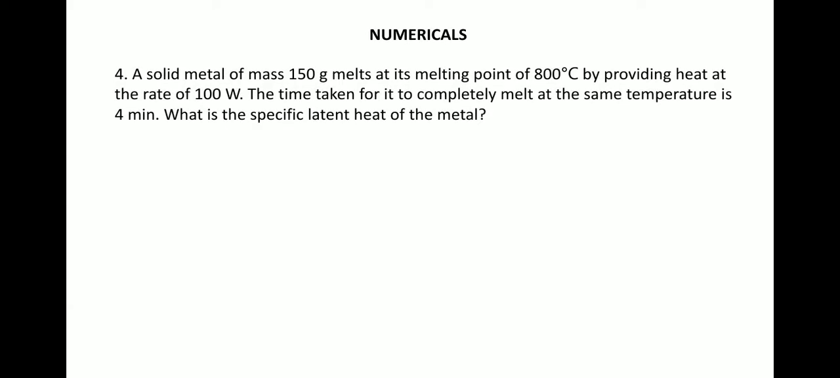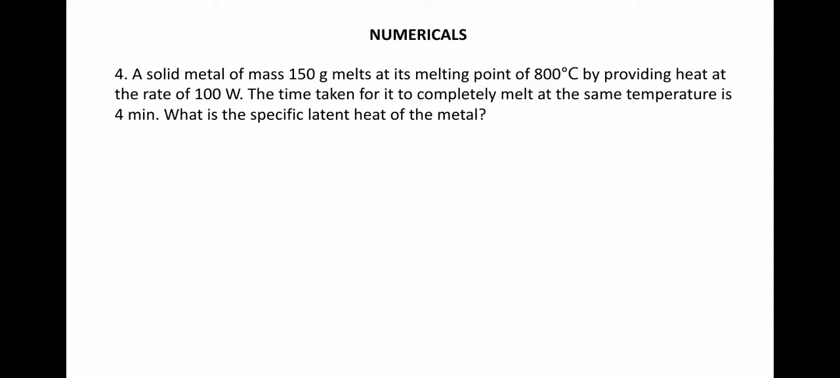Next is question number 4. A solid metal of mass 150 grams melts at its melting point of 800 degree Celsius by providing heat at the rate of 100 watt. The time taken for it to completely melt at the same temperature is 4 minutes. What is the specific latent heat of the metal?